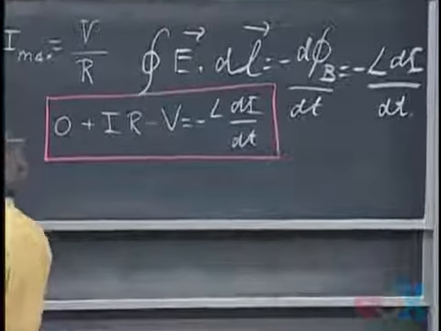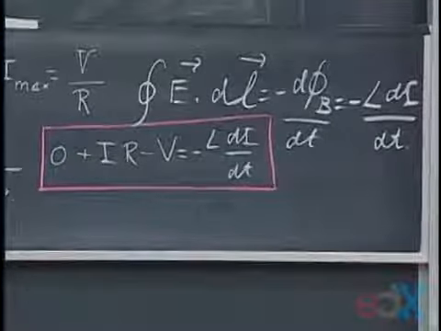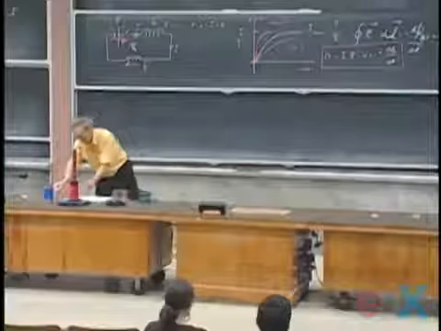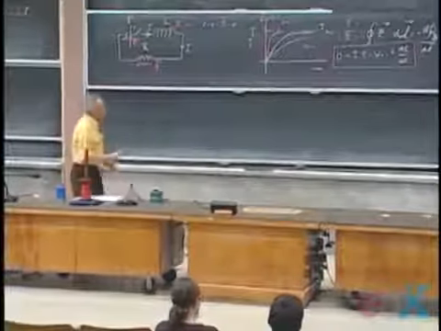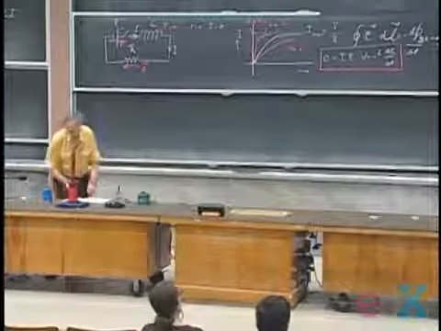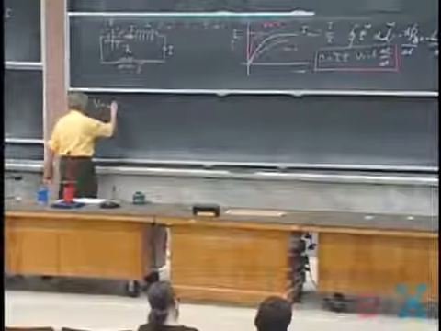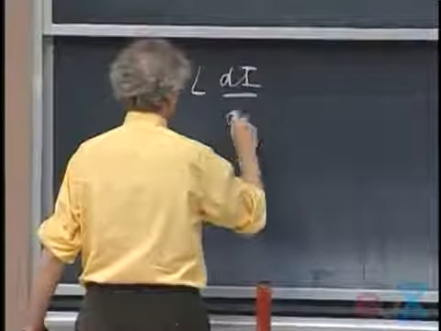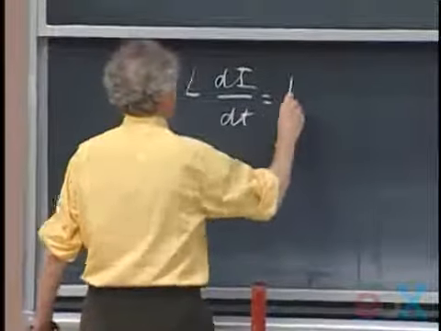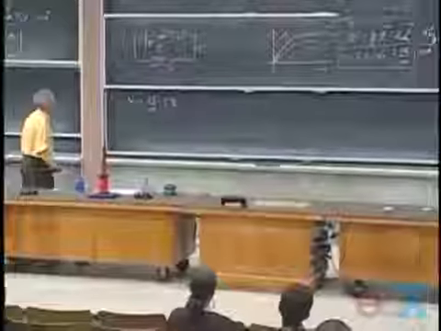You can write it a little differently, which may give you some insight. For instance, I can bring V and L dI/dt to one side, so I can write down that V minus L dI/dt equals IR. It's the same equation when you look.